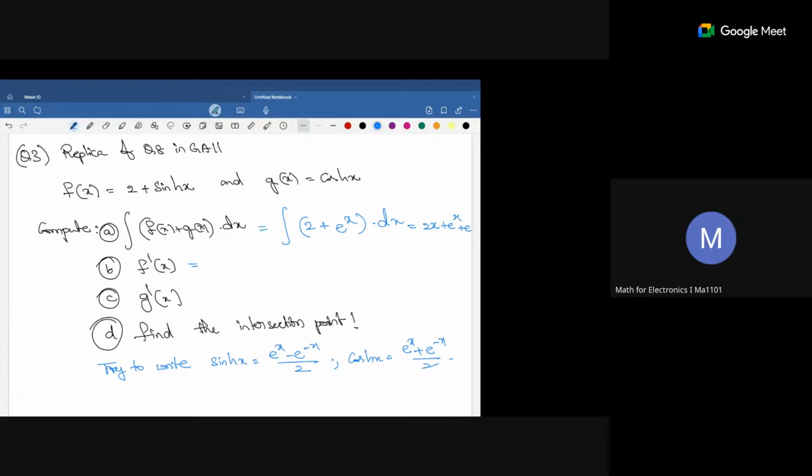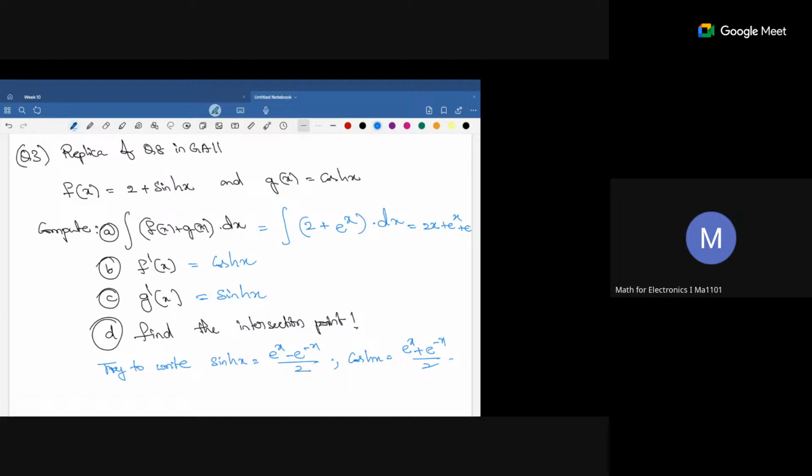Now f prime of x is, derivative of 2 is 0, and derivative of sine hyperbolic of x is cos hyperbolic of x. And g prime of x is again, derivative of cos hyperbolic of x is sine hyperbolic of x. It is not minus sine hyperbolic of x. So if you are confused, then write hyperbolic functions in terms of e power x and e power minus x. Then it will be easier.